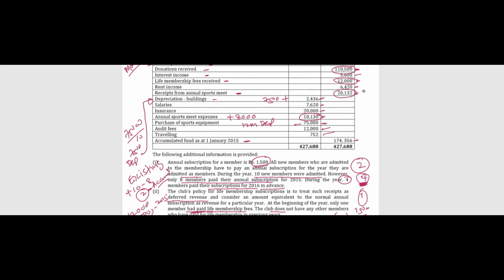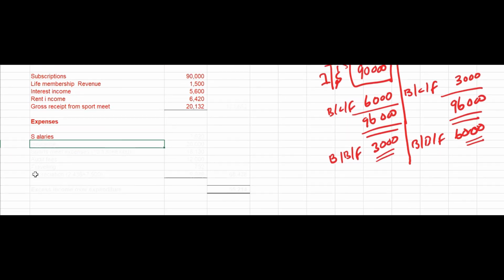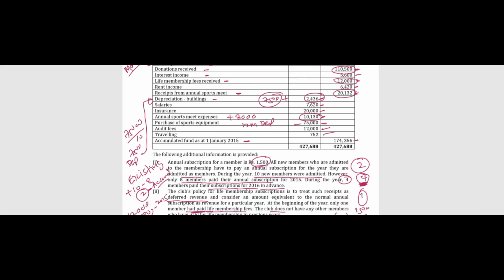Then you have the depreciation on building. You were given 2,436. In addition to that, we added another depreciation for the equipment, 7,500. So the total has to be shown in the income statement as depreciation. First I'll show the depreciation amount. This I have already done for my easy presentation. So here you can see 2,436 and 7,500, 9,936.